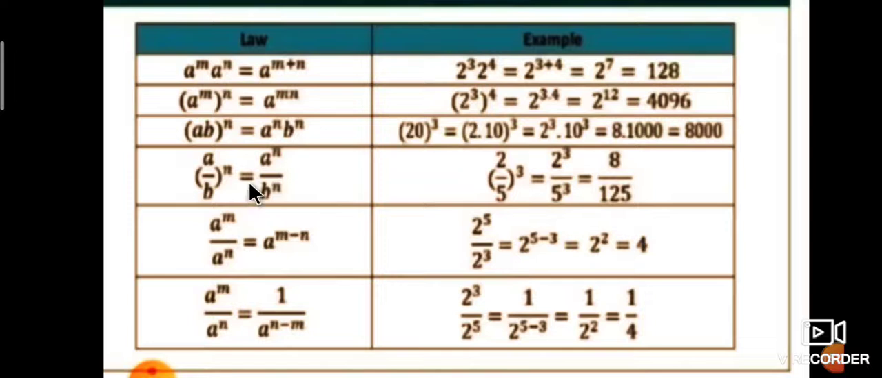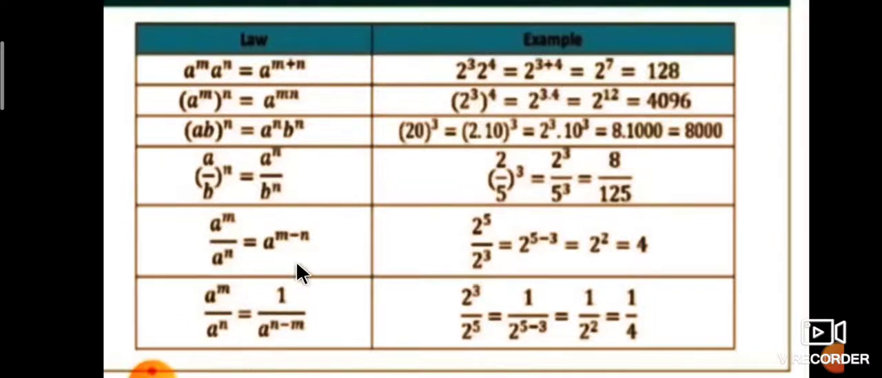Next, fourth law of exponent: (a/b)^n is equal to a^n divided by b^n. For example, (2/3)^3 is equal to 2 cube divided by 3 cube, that is equal to 8 divided by 27.